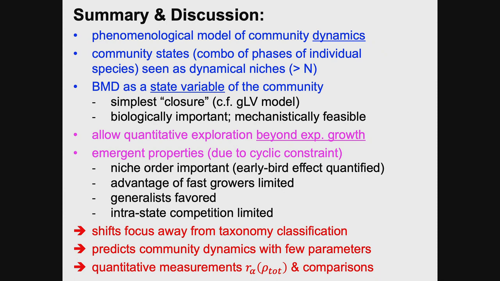Finally, I think this was constructed on purpose to shift away from taxonomical classification. All I need from a bug is, I don't need to know its first name, last name, just how fast it's growing in some conditions. So it can predict community dynamics in such a simple world, and it could be rather complex.